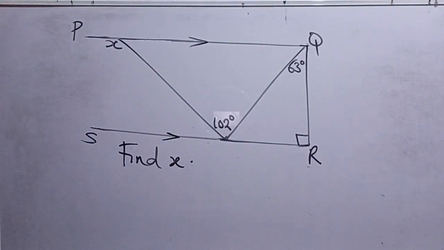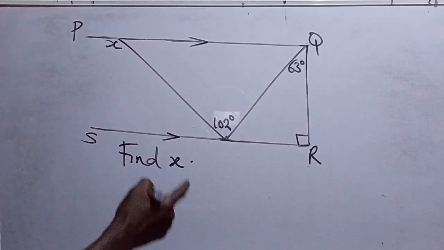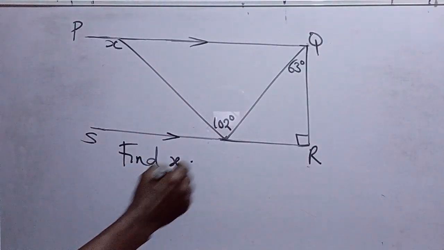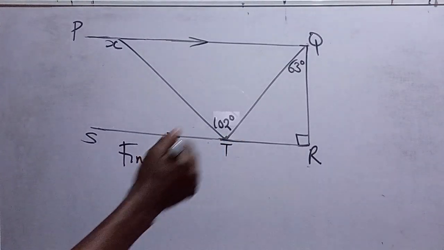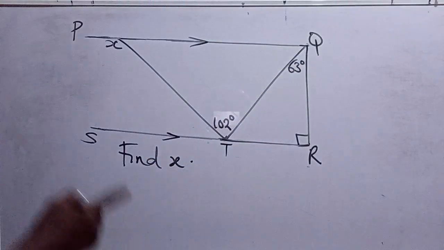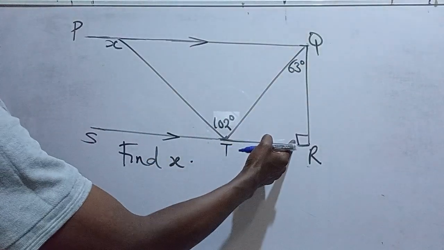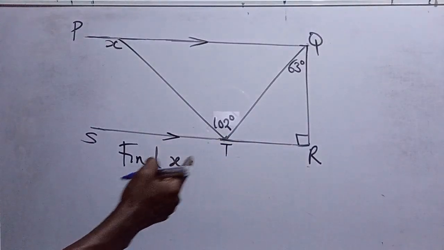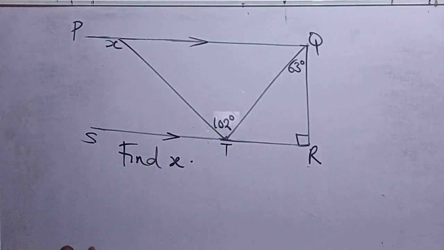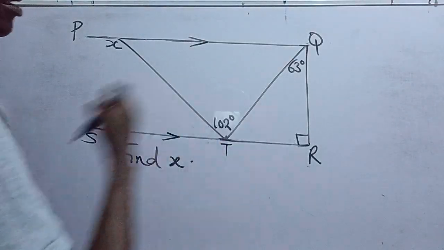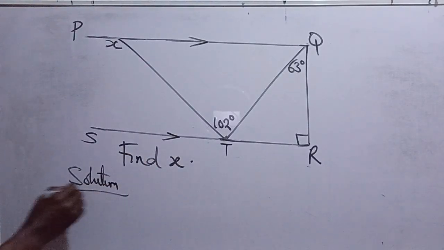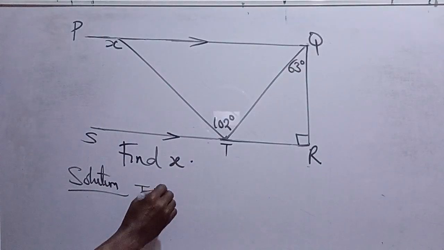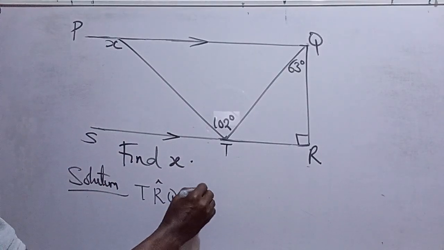Now, let's observe something closely. Suppose we call this particular point T. Obviously triangle RQT is a right angle triangle. This is the sign of a right angle, and when a triangle has a right angle, that means one of the angles in that triangle is 90 degrees. So obviously this point is 90 degrees, so we can say that angle TRQ is 90 degrees.